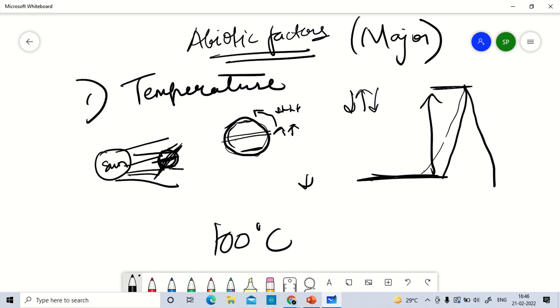Then 30 to 35 parts per thousand salinity is measured in the sea, and more than 100 is there in some hypersaline lagoons. You must have seen those lagoons, the salt quarries, where the salt is in excess and it's collected. So there the salinity is more than 100 parts per thousand.